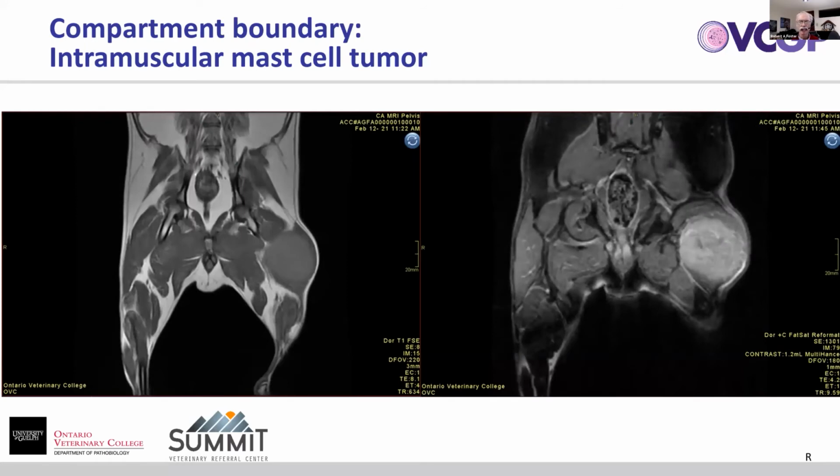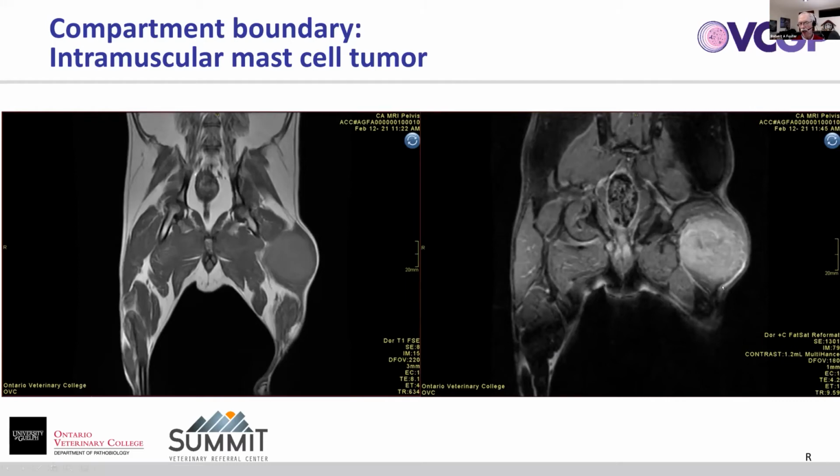And I've got an example here that I took. This is an MRI of a dog that had a swelling on its hind leg. The image on the left is the T1 weighted image. And I think most of us can recognize that there is a mass here that involves the muscle. This is a very well circumscribed mass, and it is growing within a muscle. Based on cytology, it was diagnosed as an intramuscular mast cell tumor.